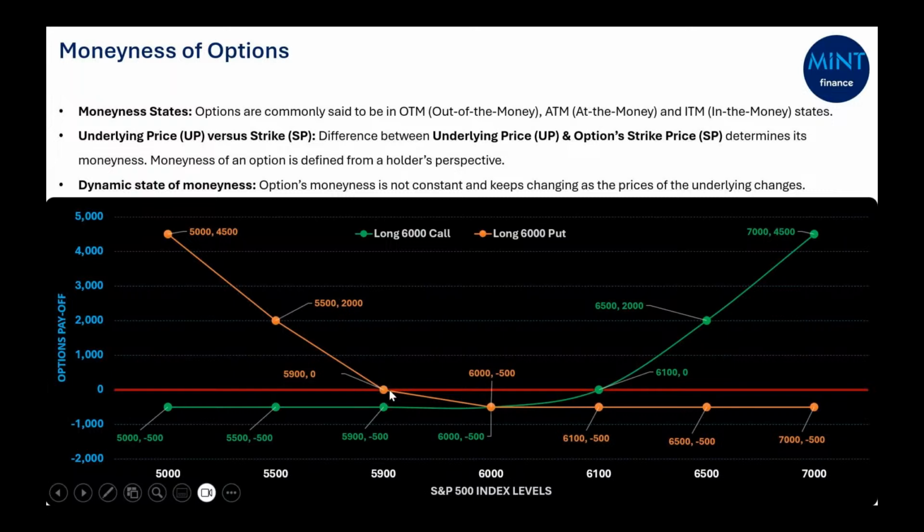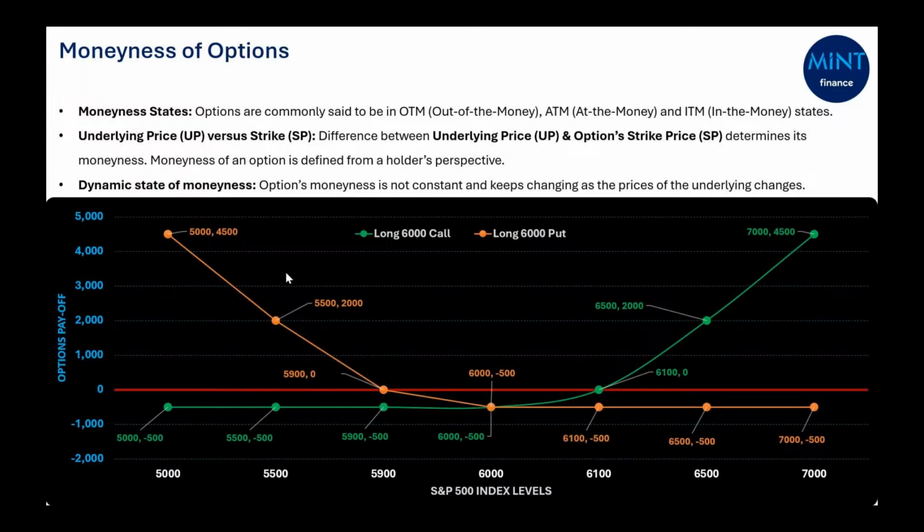At 5,900, is it in the money? No, it isn't, because your cash flow at that level is zero. So it's at the money. Above 5,900, you would be losing $500. So at that level, it is out of the money. So for a put option, again, same principles. Above the red line, you're in the money. On the red line, you're at the money. Below the red line, it's out of the money. So I hope it makes sense.